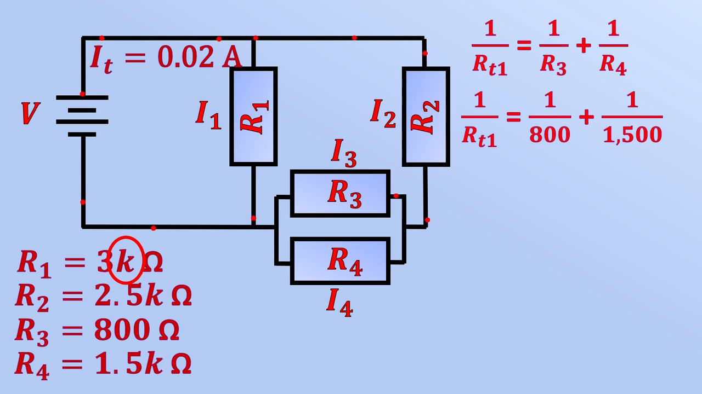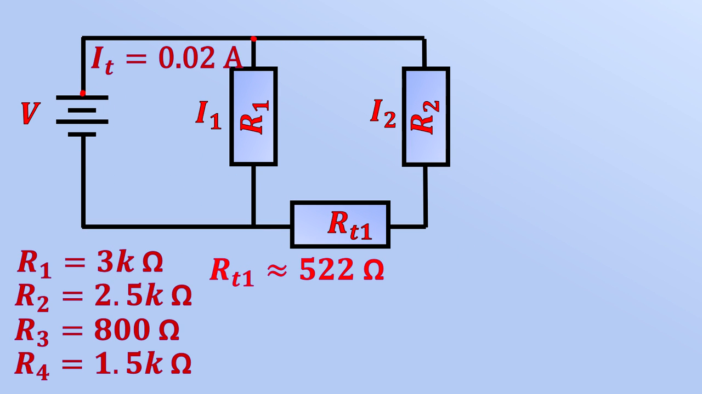So I've got 1 divided by 800 plus 1 divided by 1,500. Then I take the inverse of that by using the x to the negative 1, or the 1 over x button. And I just rounded off to the nearest ohm, so it's approximately 522 ohms. So now I can look at those two as just one resistor of 522 ohms.